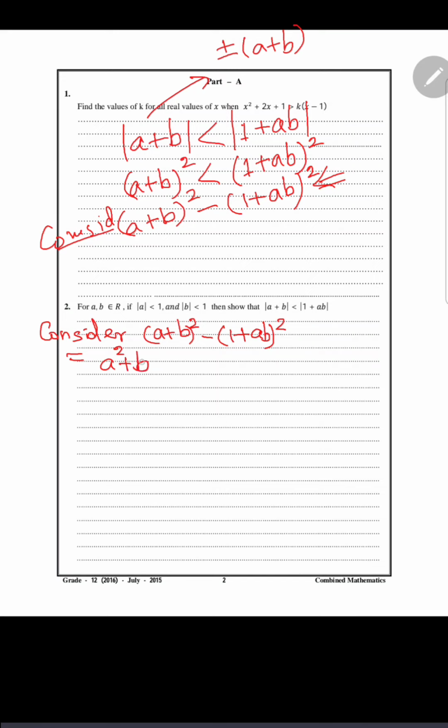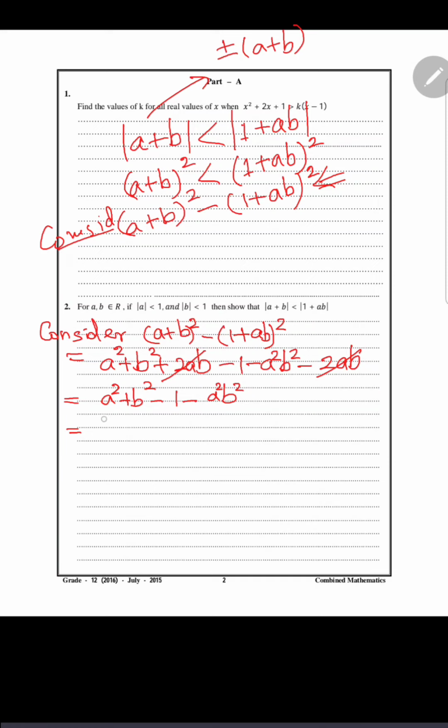I'm getting a squared plus b squared plus 2ab. Minus the square of (1+ab), which is 1 plus a squared b squared plus 2ab, becoming minus when multiplied by the negative sign in front of the bracket. The middle term is 2ab multiplied by minus. Now I can cancel plus 2ab and minus 2ab. Now these are the terms: a squared plus b squared minus 1 minus a squared b squared.